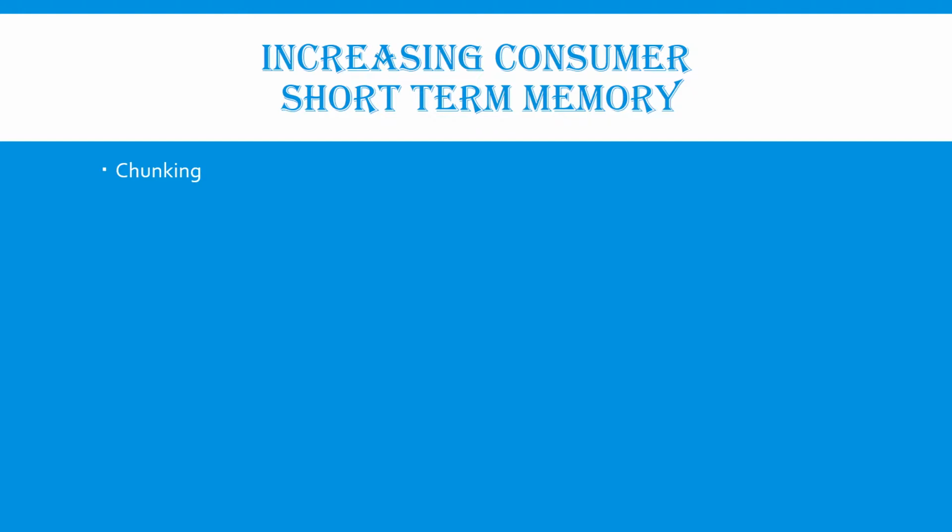Chunking is a way of increasing short-term memory, possibly beyond that 7 bits of information. What you do when you chunk information together is you take large sets of information and you organize them into smaller bits. Okay?